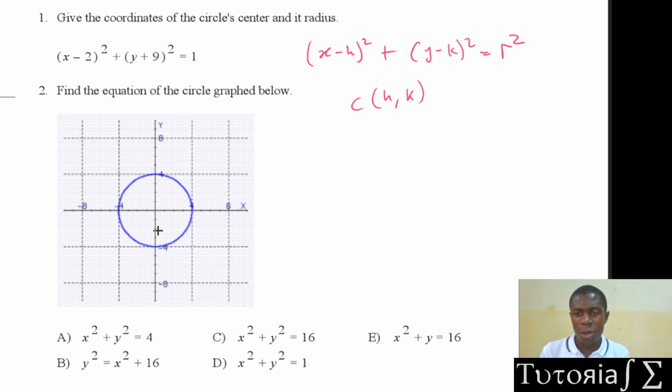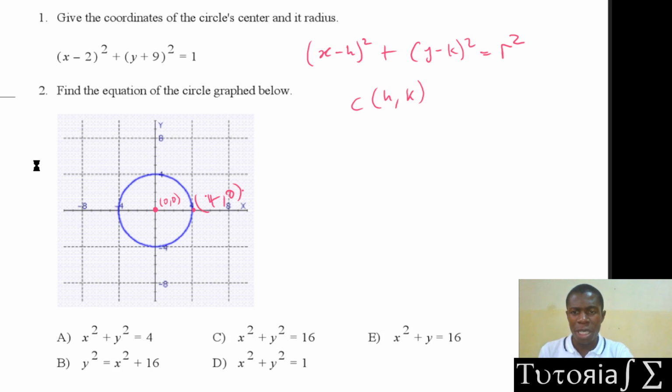Then find the equation of the circle graphed below. So this is similar to the last question that we've done. You're just going to find the center and any point on the circle. So we see the center here, this is 0, 0, and the point on the circle is 4, 0. So you can use that point to find the equation of the circle. So this is where you have a center and a point on the locus.